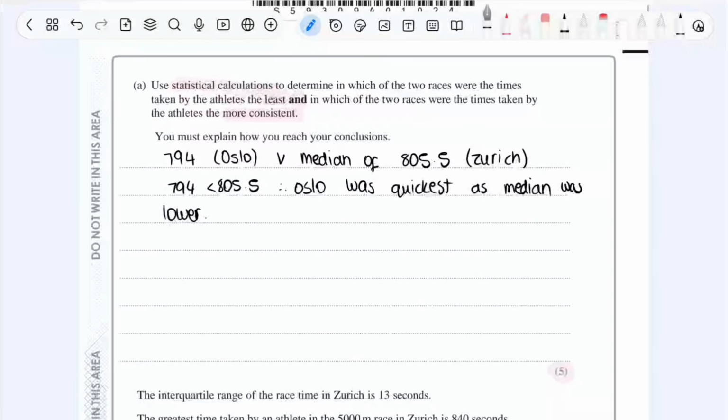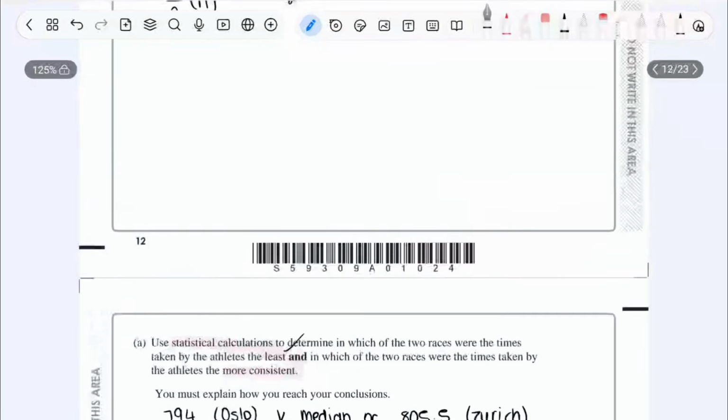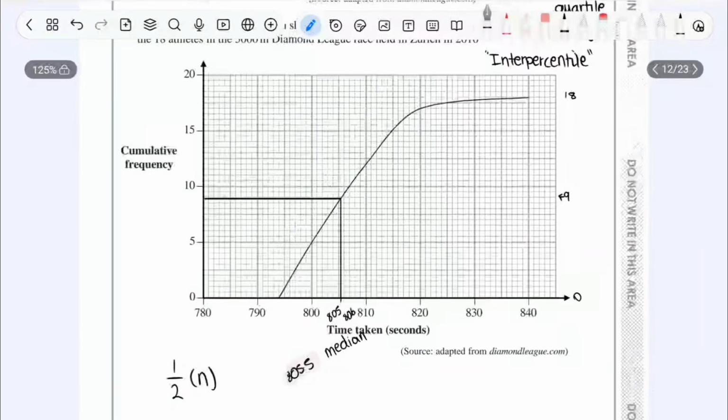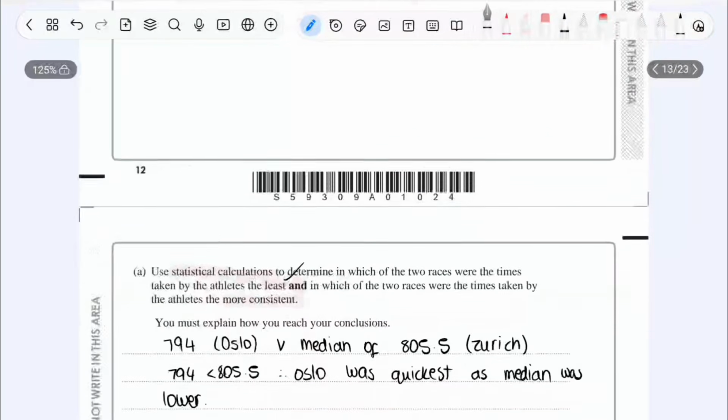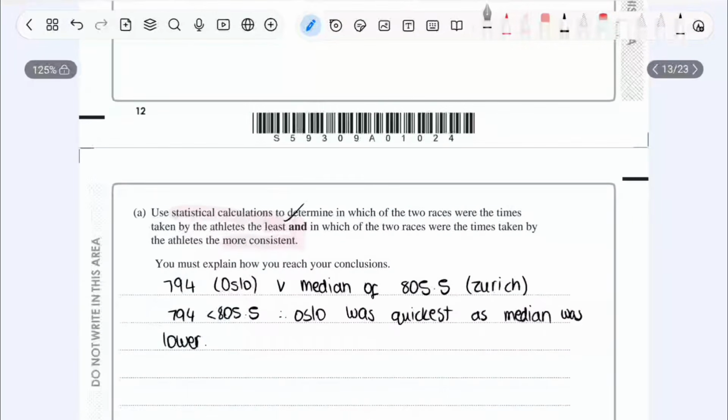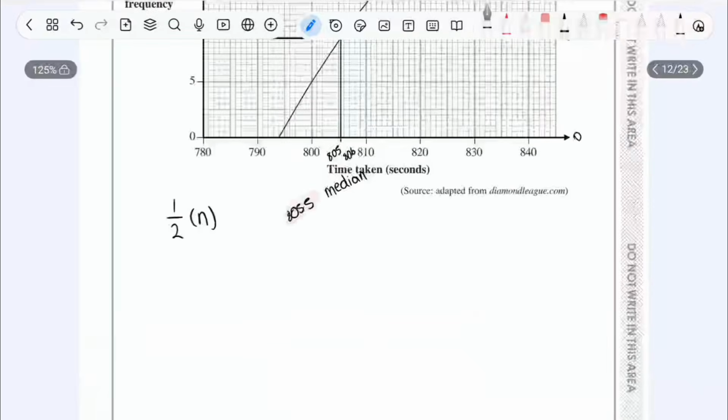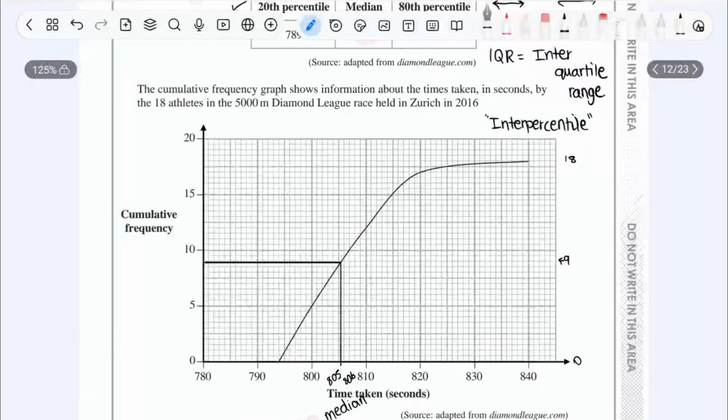So we've looked at which one is the least. Now we need to look at the consistent part. Now the consistent part, if you go back to the earlier question for box plots, is very similar. We looked at the median to compare, I think it was heights, the context was, if I'm not mistaken, and the consistency was measured with the IQR. The same applies here. We're looking at the interpercentile range.